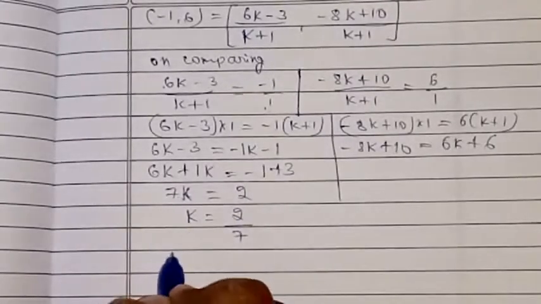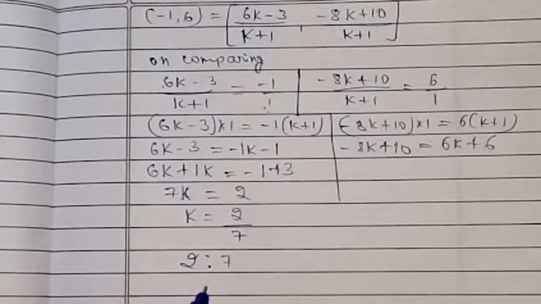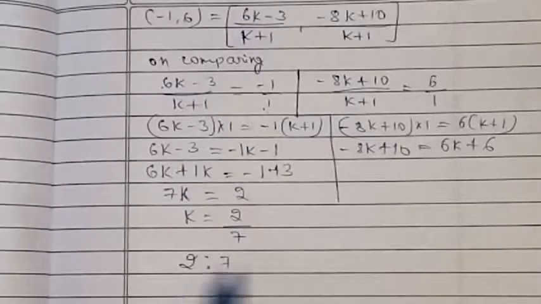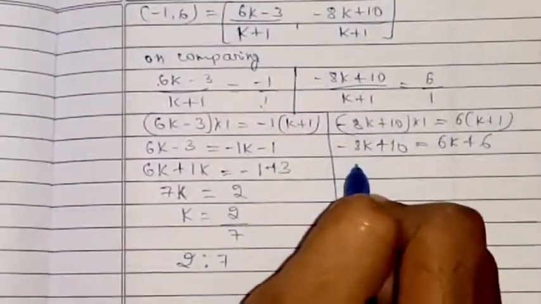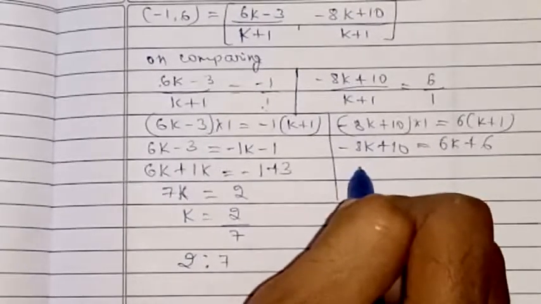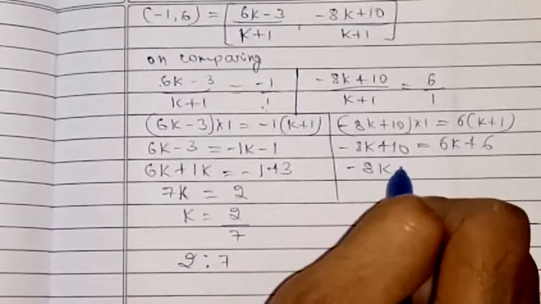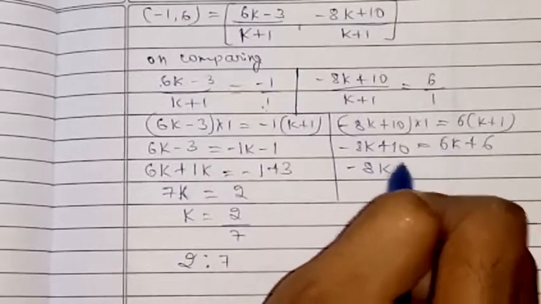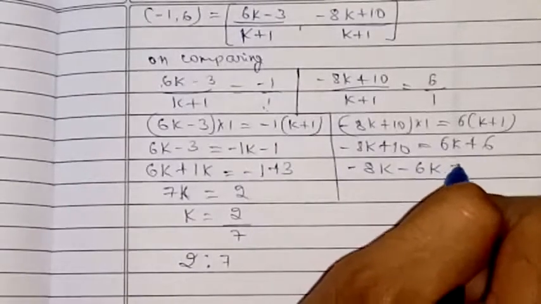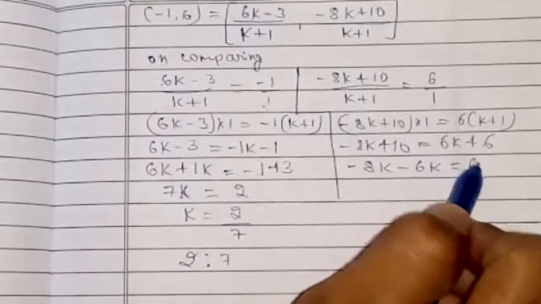So nothing but the ratio is 2:7. Right children? So you can find the y coordinate value also, or else you can stop here also. I'll find the y coordinates also. Now here just send 6k to the left hand side. So therefore minus 8k, here if you send 6k to the right hand side it will become minus 6k. Right children? That's equals to 6 will be there, plus 10, if you send plus 10 to the right hand side it will become minus. So therefore minus 10.